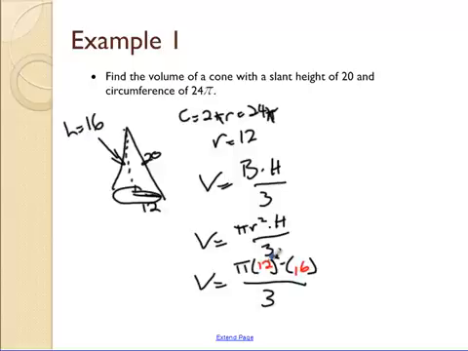So let's take 12 squared, which is 144. I'm going to multiply it by 16 and then divide it by 3. And I get that the volume of this is 768 with a pi at the end. Remember, we want exact values, so we always leave the pi at the end.